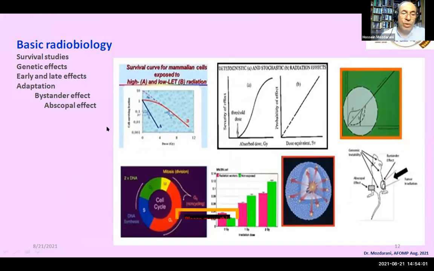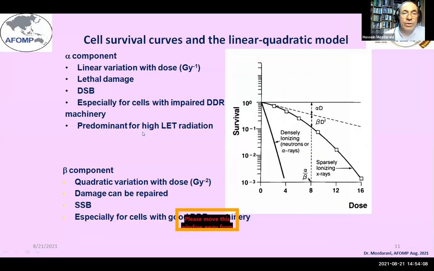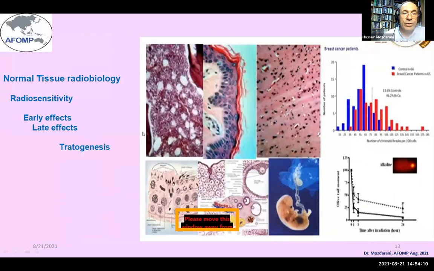Okay, normal tissue radiosensitivity is another intervening factor in radiotherapy. Some tissues are radiosensitive, such as bone marrow cells and embryonic cells. Some are with moderate radiosensitivity, like kidney and liver, and some are radioresistant, like nerve cells.